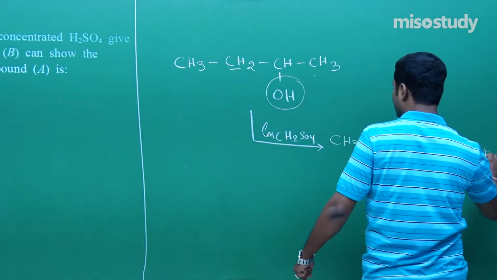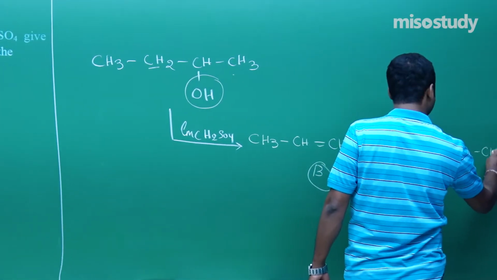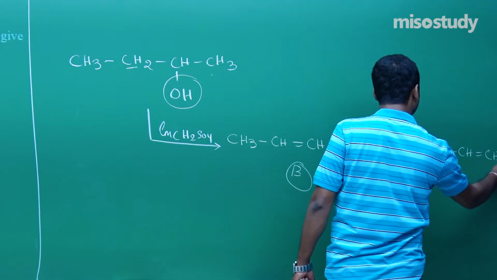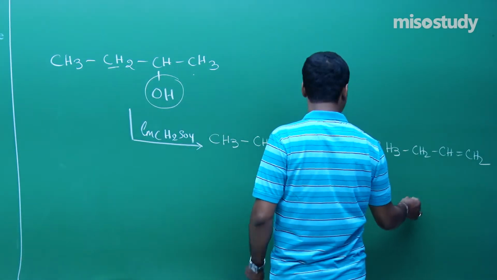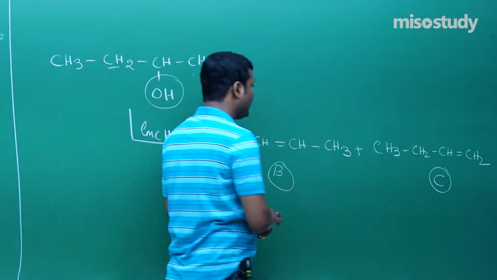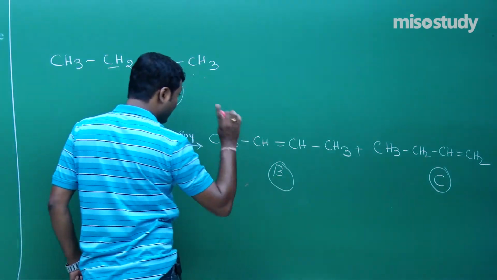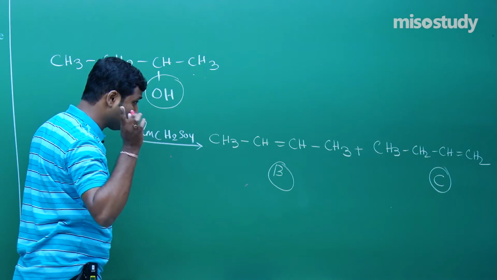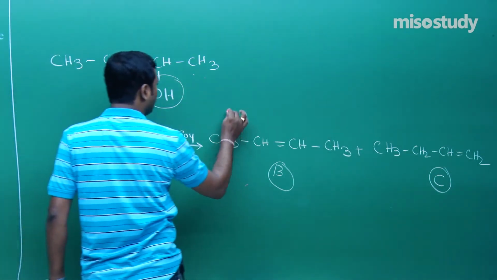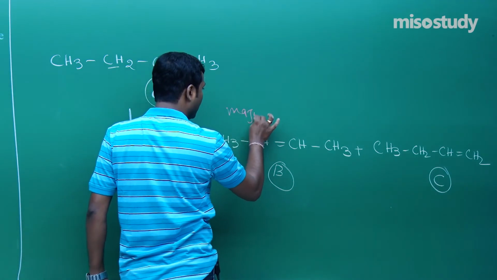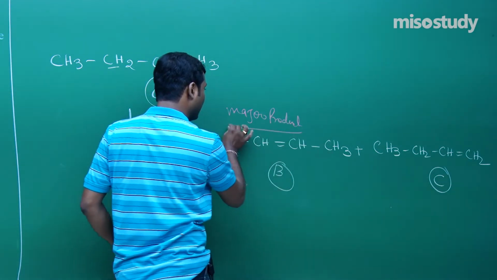Okay, now the next one is CH3. I'm moving here, check it out. CH2, CH, double bond CH2. Clear to you? This one is C. Now, as we know, I have discussed the entire mechanism. Here the probability, this one is the major product. Remember this, and this one is the major product.